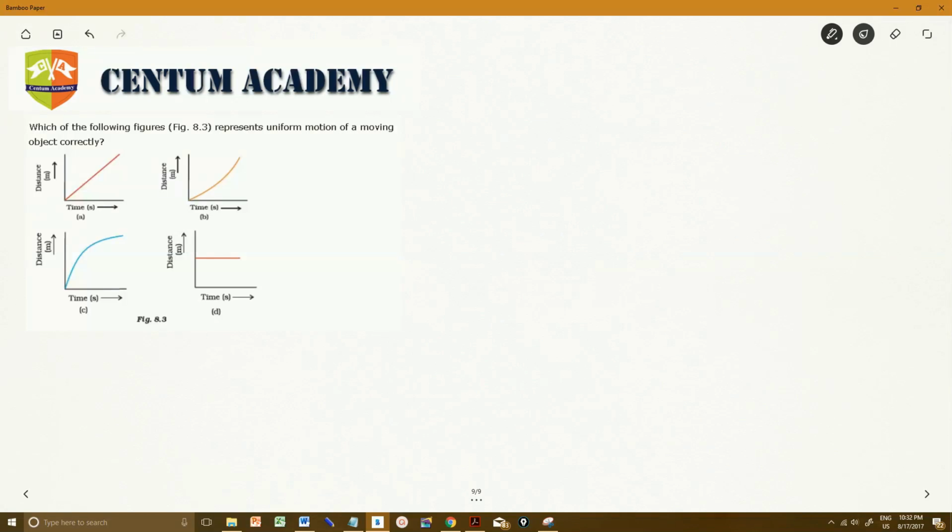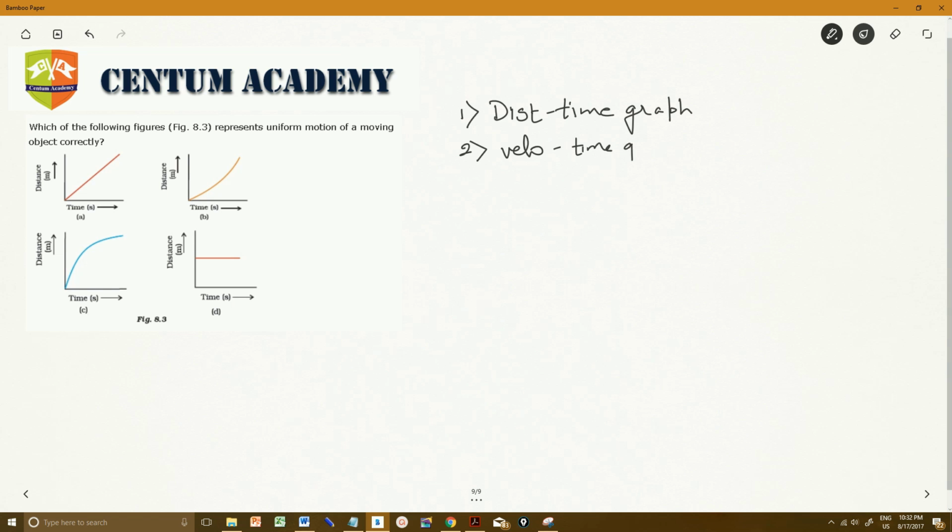Hello friends. So the question is, which of the following figures represents uniform motion of a moving object correctly? There are four distance time graphs given and we have to identify the one which shows uniform motion. In the kinematics chapter we know that the two graphs which we discuss are one, the distance or displacement time graph, and second, the speed or velocity time graph. In this question there are four distance time graphs given. Now we have to figure out which one represents uniform motion.